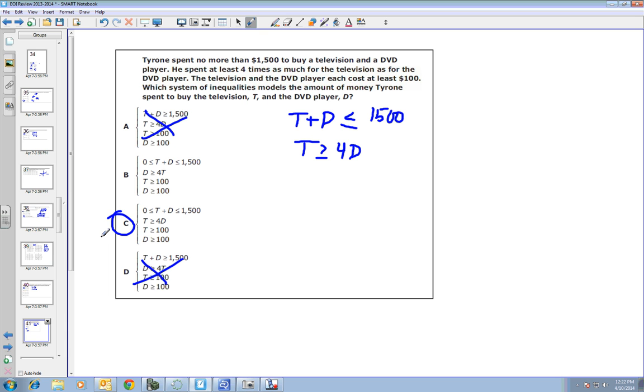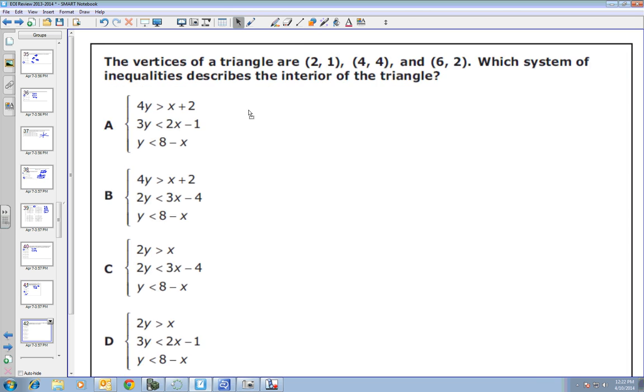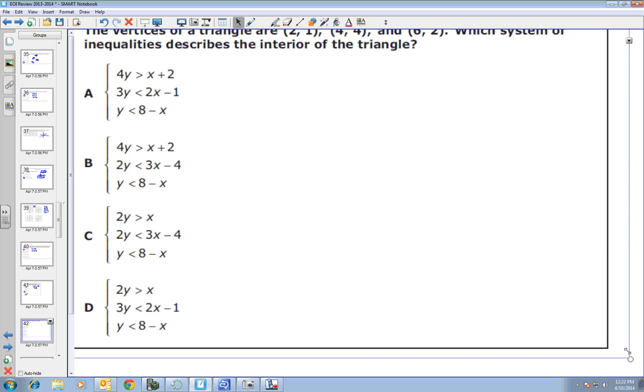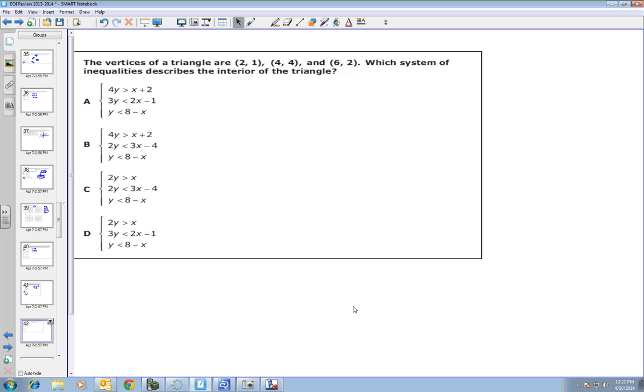Okay, all right, the next one. Now this is kind of a long problem, and there's lots of different ways you could work this. First of all, let's sketch the triangle. It says the vertices of a triangle are (2, 1), (4, 4), and (6, 2). All right, so let's make our own little graph. 1, 2, 3, 4, 5, 6. Mine's lopsided. So I have the point (2, 1), I have the point (4, 4), and I have the point (6, 2).